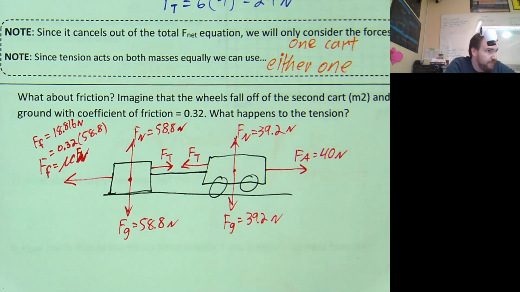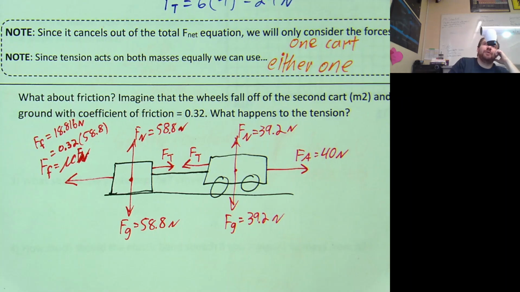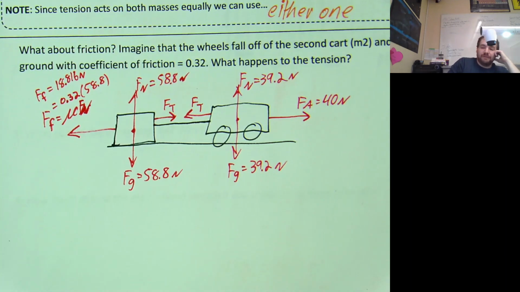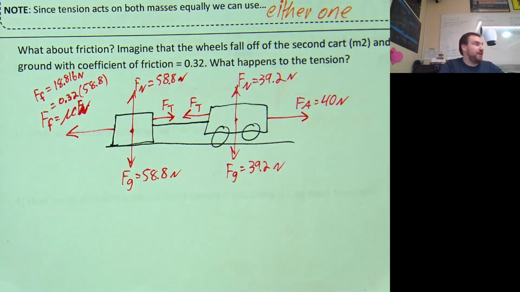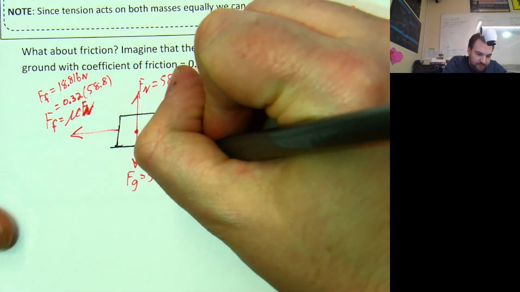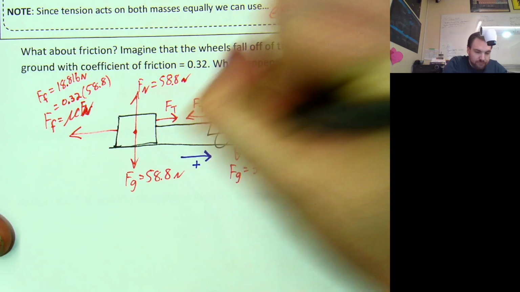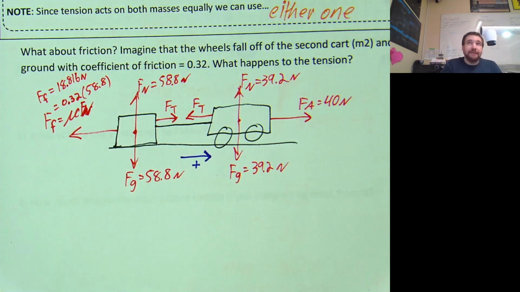Jasmine, you have the same value? Okay. So now we're going through the same calculations we did before, because to figure out tension, we need to figure out what the acceleration is. So now, which direction do we want positive to be? To the right. Okay, let's do it.